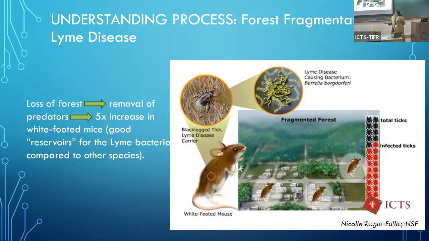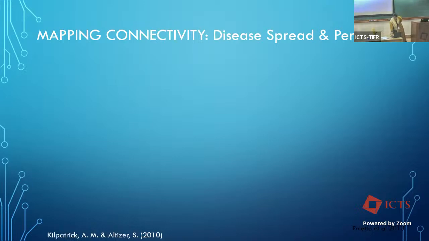Okay, and that was typically the kind of remnant patch that you would find in the suburban US kind of landscape. So this is actually how fragmentation is linked to the spread of Lyme disease, which is now one of the dominant vector-borne diseases in North America. Okay, so that was understanding ecological processes and their links.